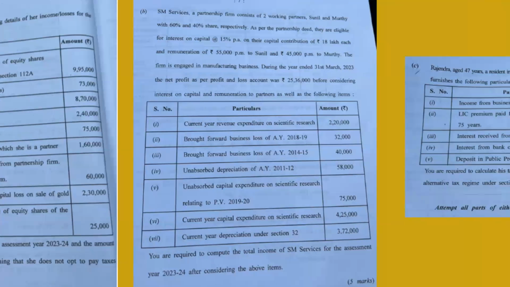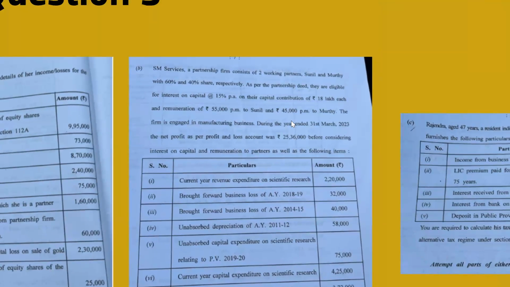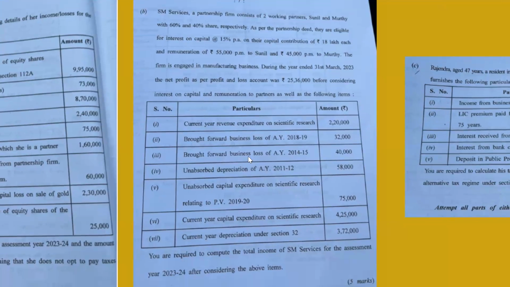Okay, moving further on question number 3, part B. Here we had the PGBP question, where the question was on a partnership firm working, two working partners who had salary, capital contribution, and here also certain brought forward losses, unabsorbed depreciation, and all of those were there.